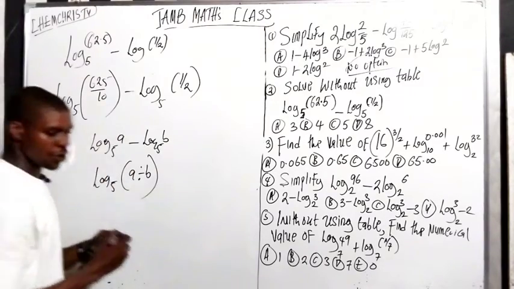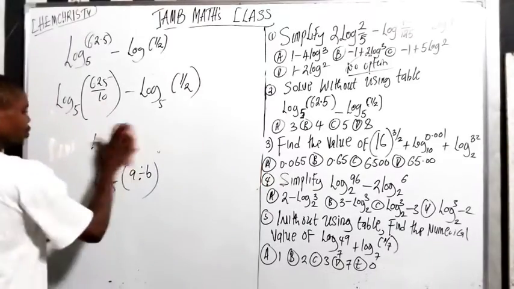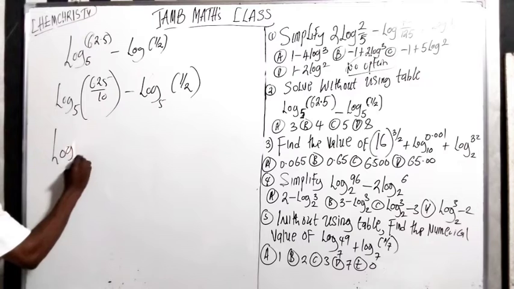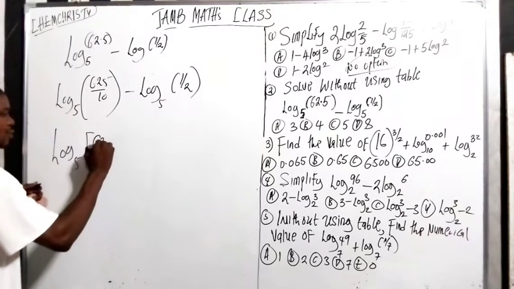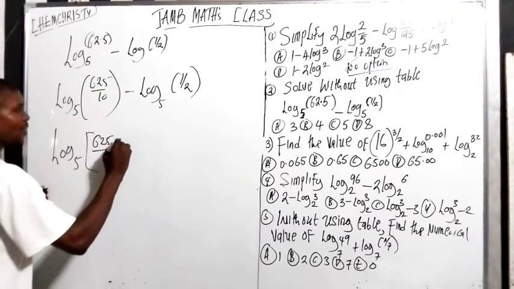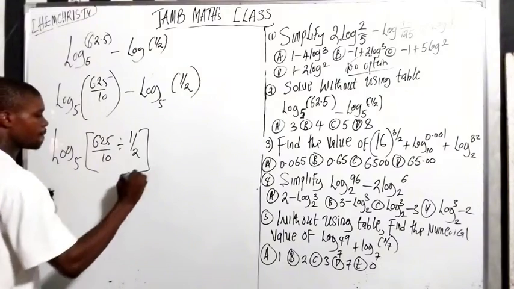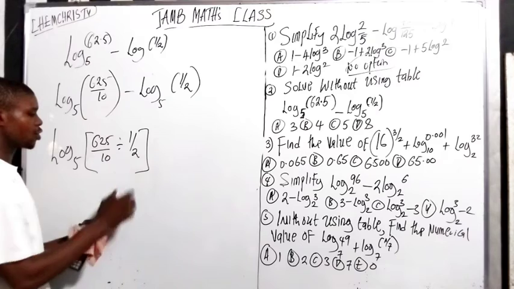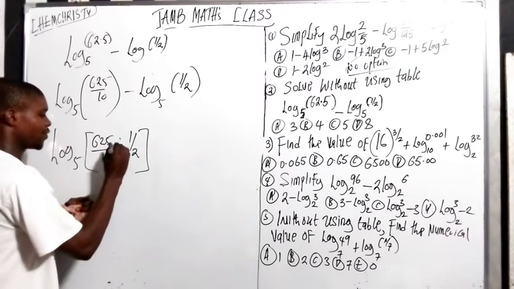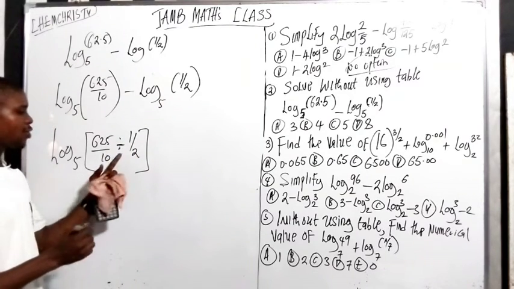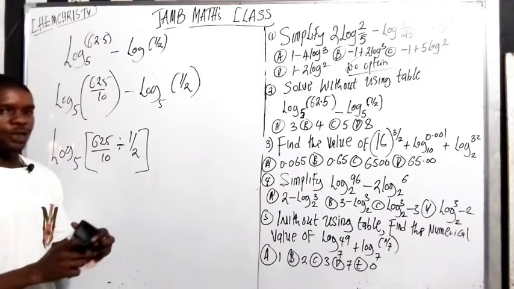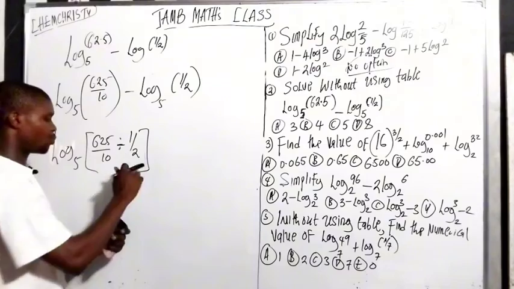So this one is division of logs. So here you are now going to get log 5 of 625 over 10 divided by 1 over 2. Can you see that? Now what is going to happen here? You have to change this division to multiplication. Do you understand? And if I change this division to multiplication, this can move down, right?